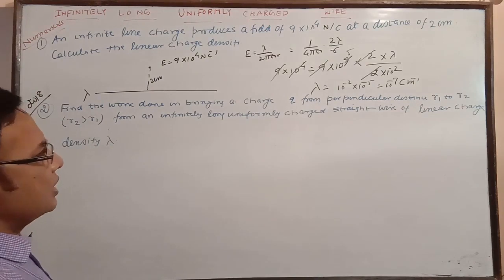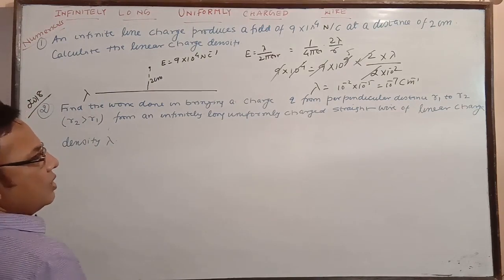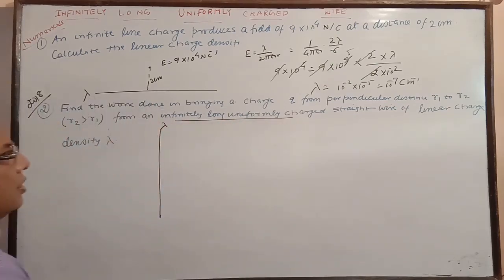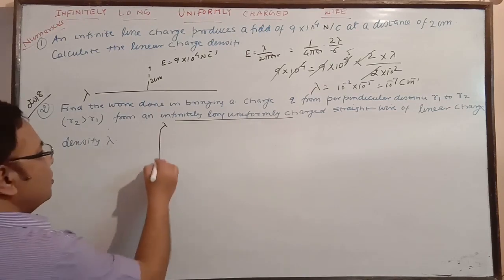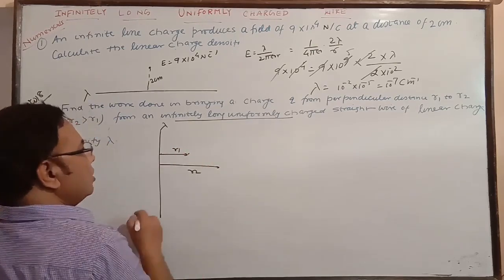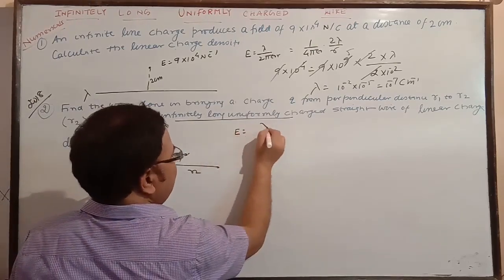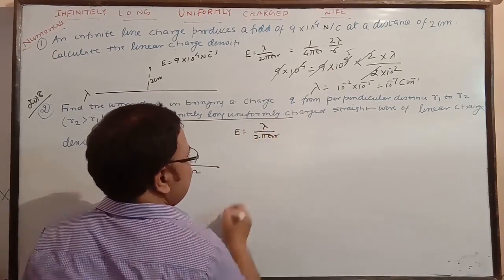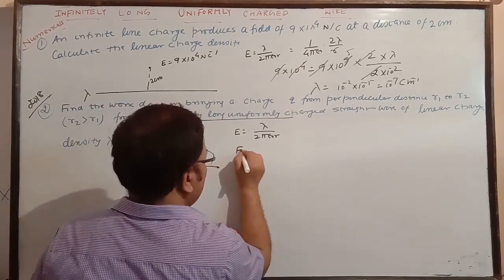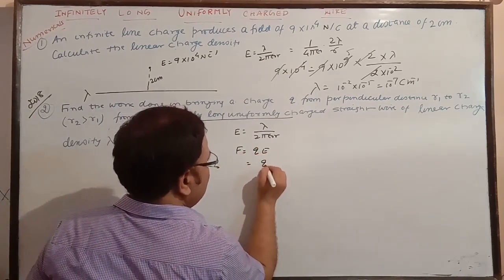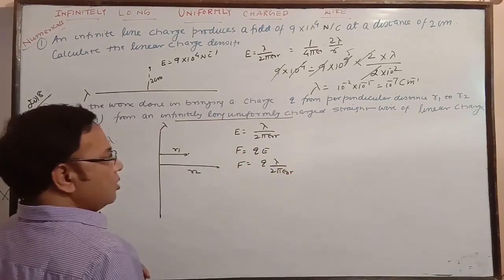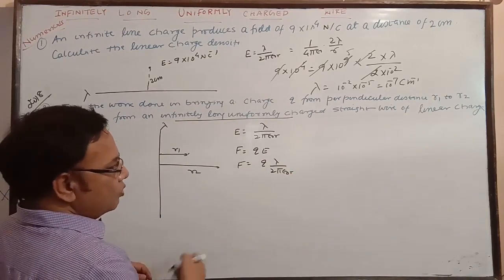Now the second question, this was in 2018 most probably. Find the work done in bringing a charge Q from a perpendicular distance R1 to R2 from an infinitely long uniformly charged wire of linear charge density lambda. So you have to move the charge from R1 to R2. You know the electric field is lambda by 2 pi epsilon naught r at a distance r, so it is obvious the electric field varies with distance. So the force on the charge is Q into E, that is Q into lambda by 2 pi epsilon naught r. Force is also variable, so we have to use the variable force to determine the work done.